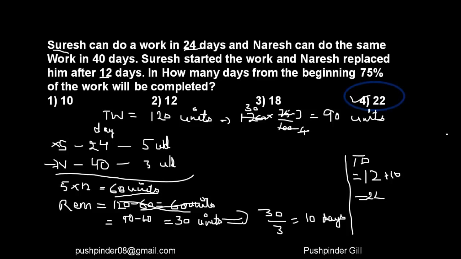Suresh can do a work in 24 days, Naresh can do the same work in 40 days. That means we assume the work to be of 120 units. So it means Suresh finishes 5 units per day, Naresh finishes 3 units per day, and that means the remaining units are 30, and since he finishes 3 units per day, it'll take him 10 days to finish the job.